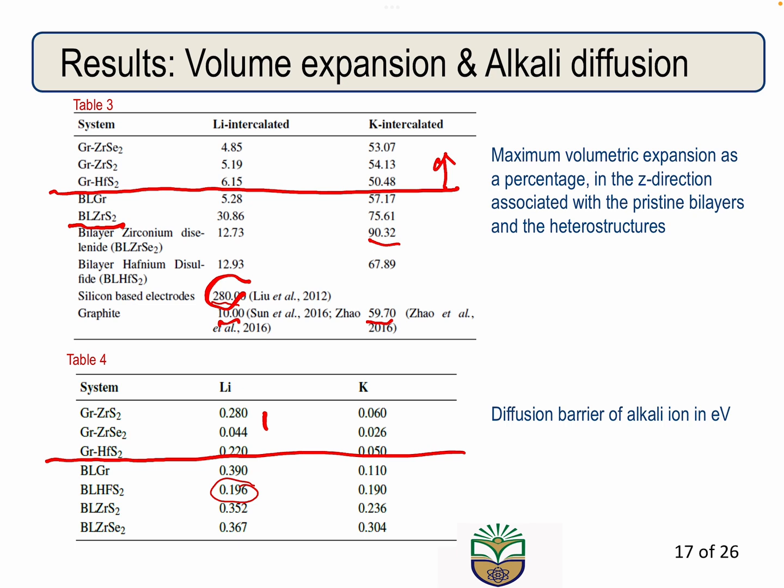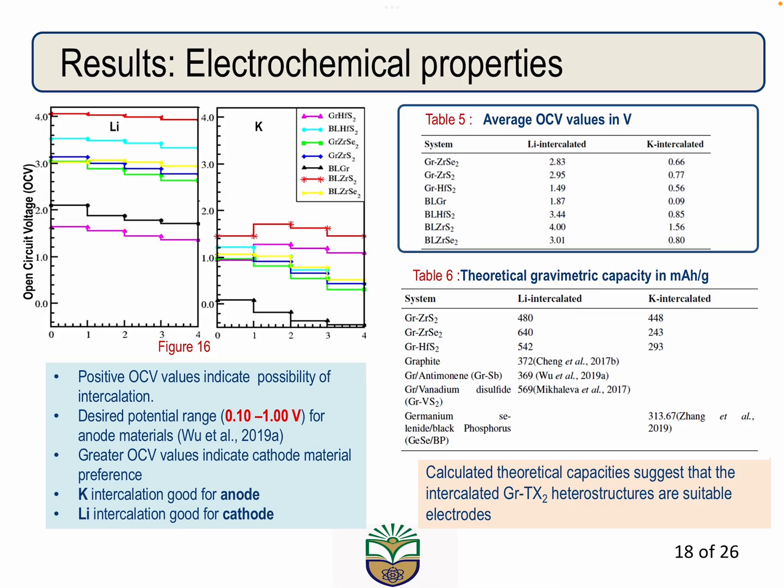The same was observed for the potassium intercalated system, clearly indicating that formation of the heterostructure actually improved the volume expansion, and improved the diffusion of these systems.